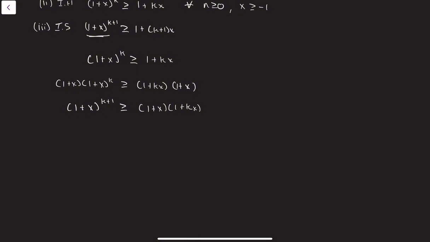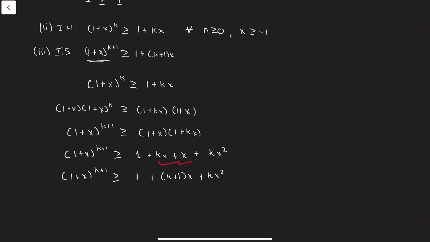So now we're going to expand that right-hand side. So (1 + x)^(k+1) is greater than or equal to, well, this becomes 1, this becomes plus kx, this becomes x, and this becomes kx squared. And if you notice, we'll rewrite the left-hand side first. If you notice, well, then this right here can be factored out with an x, we can do 1 plus (k+1)x plus kx squared. And look, this is the exact same as right here.